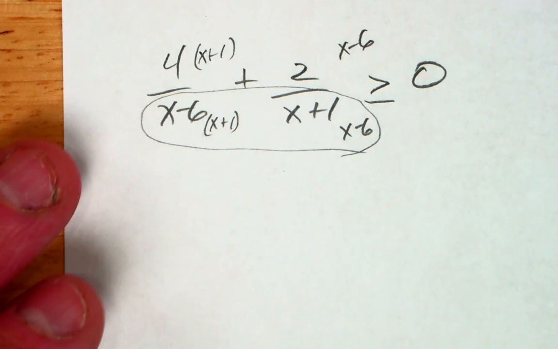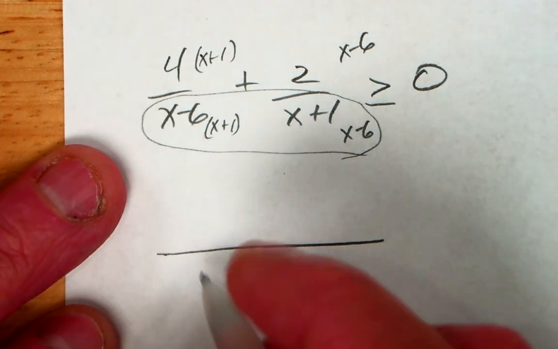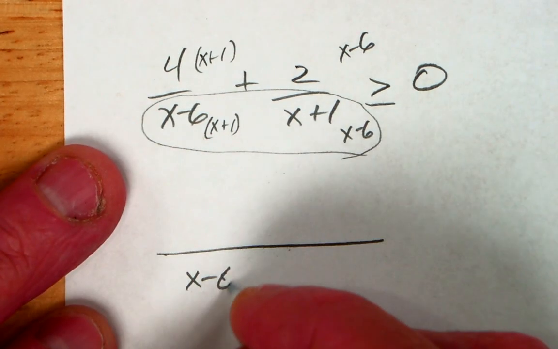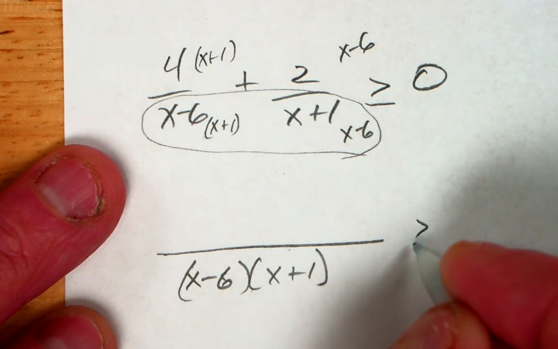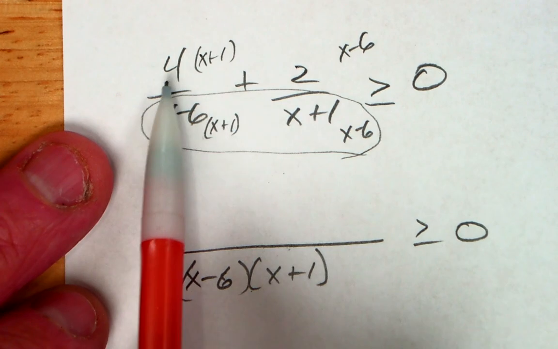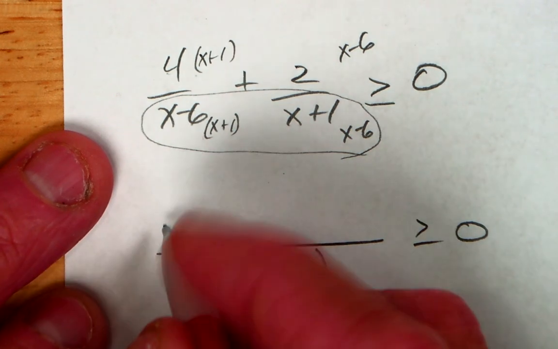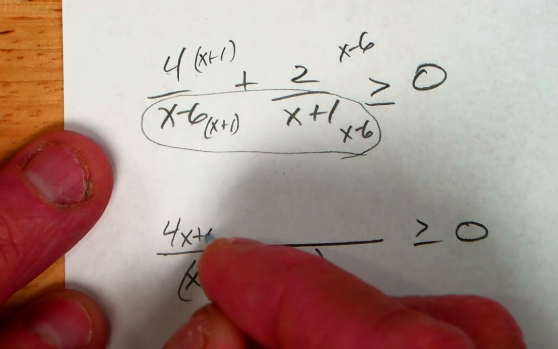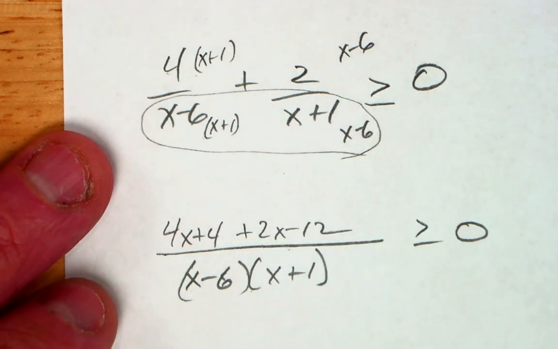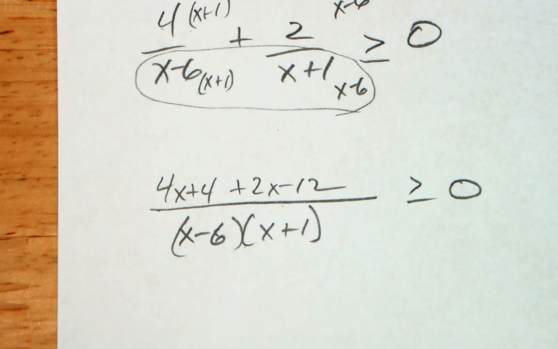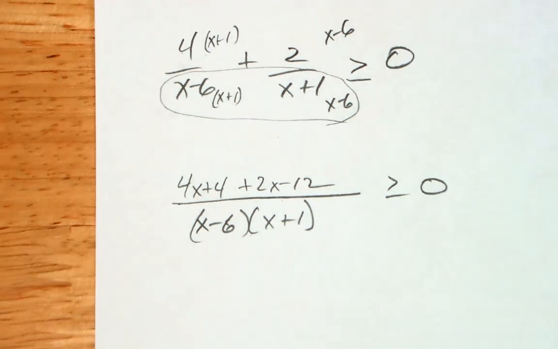Okay. So now let's go ahead and just write that out. I don't have to multiply it out. Now let's look at the top. 4x plus 4 plus 2x minus 12. Again, if you're not following me on something, stop me.